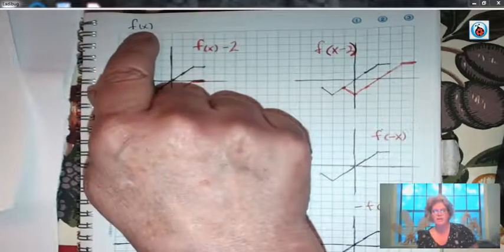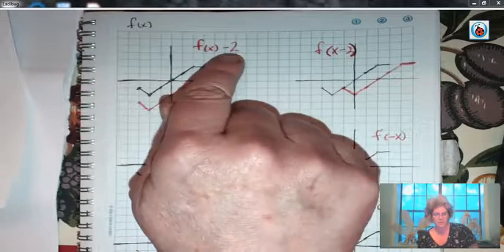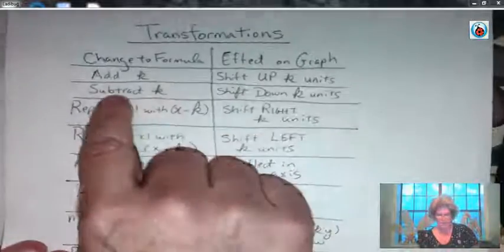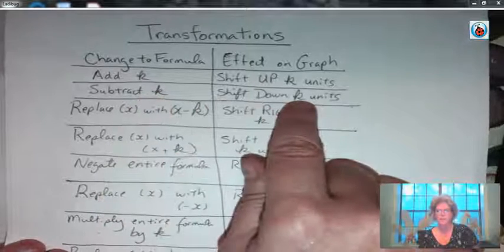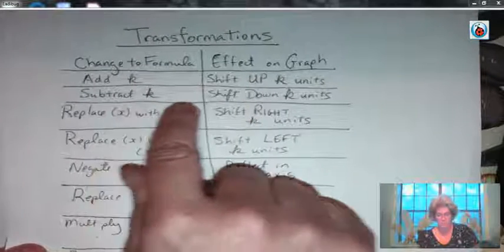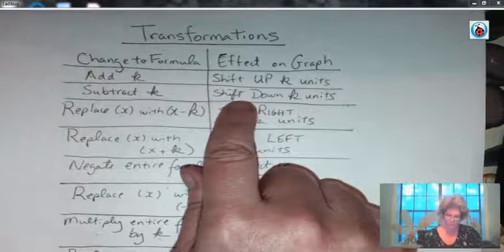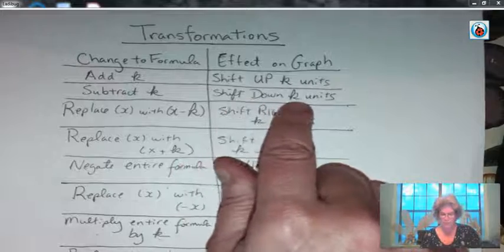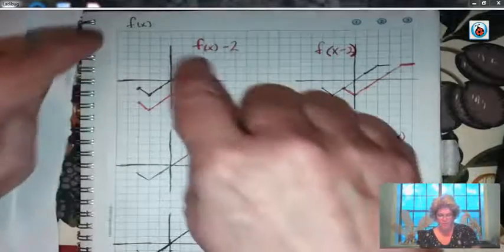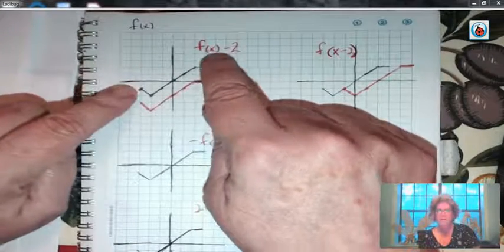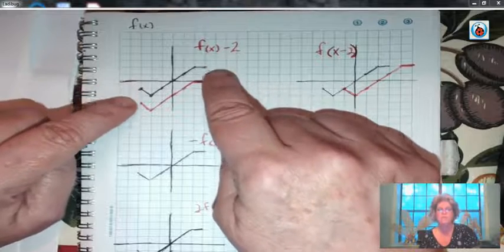So how have I changed the formula? Well, I've subtracted 2 from the formula. And if you subtract 2 from the formula, the transformation is you shift 2 units down. So you start with the black one, and to get the red one, you shift it 2 units down.